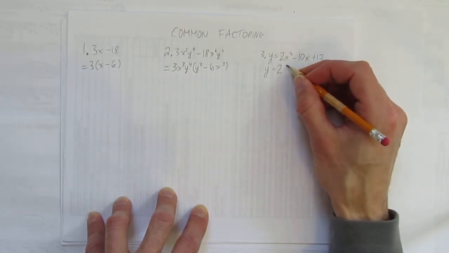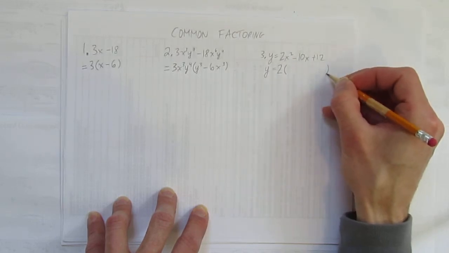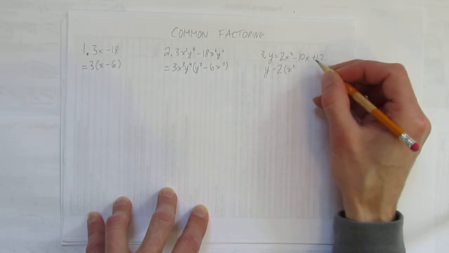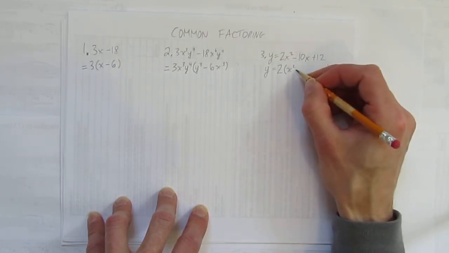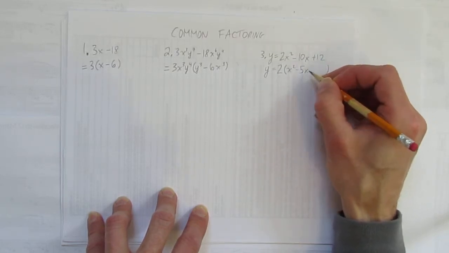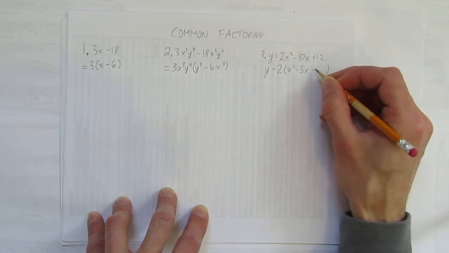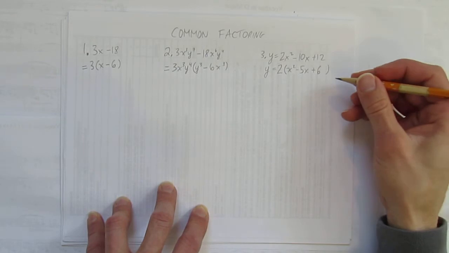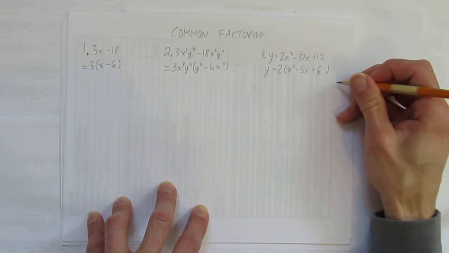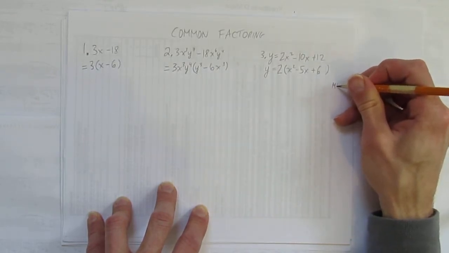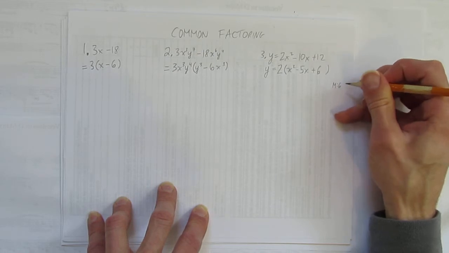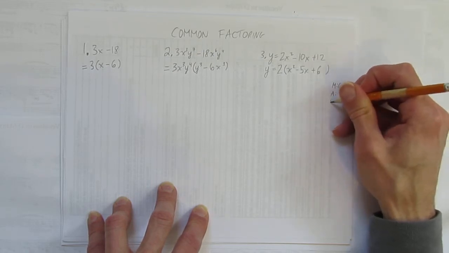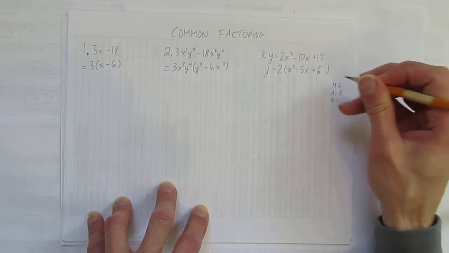We just pull out the 2 and we'll divide each thing by 2. 2x squared divided by 2 leaves x squared. Negative 10x divided by 2 leaves negative 5x. And 12 divided by 2 leaves plus 6. And now let's do the Bergman technique. There's lots of videos on this. We're trying to factor by multiplying to 6 and adding to negative 5. What two numbers multiply to 6 and add to negative 5?